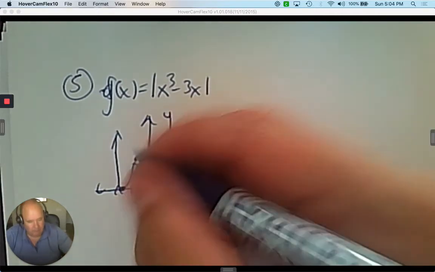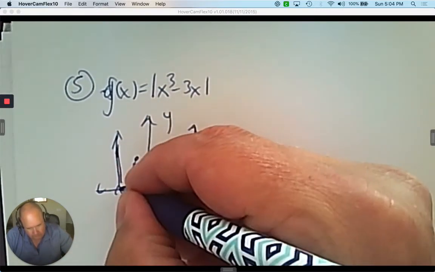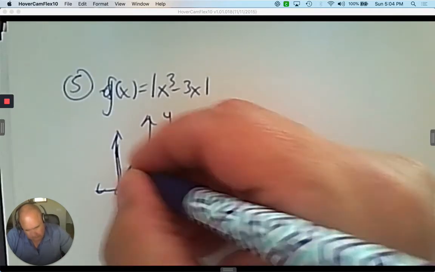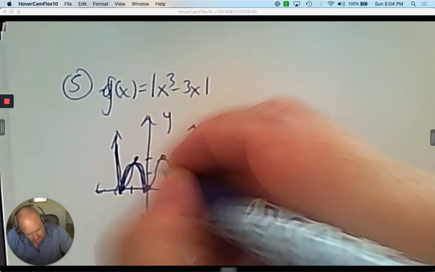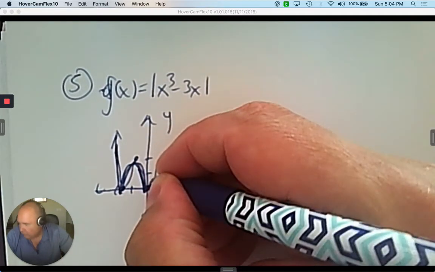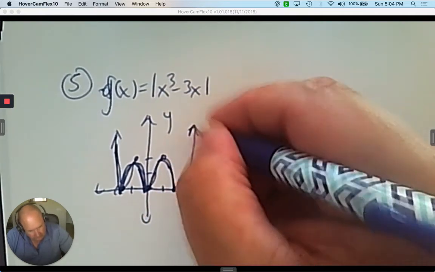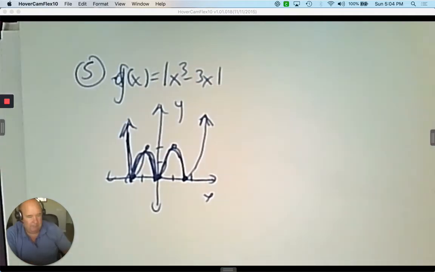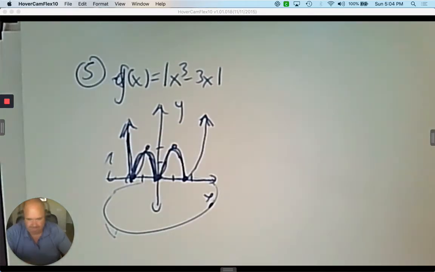So what was below is above. All right, so there's just a reflection. So any part that was here below got reflected up, and then you draw it.